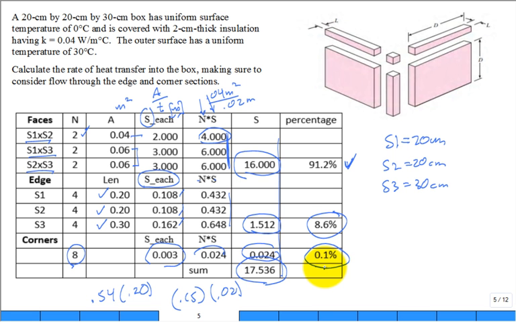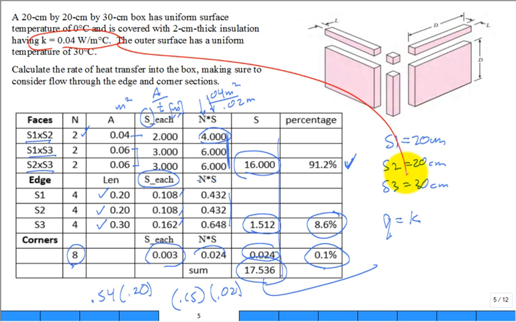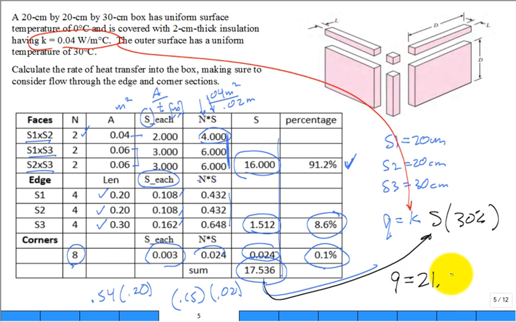Neglect it, right? You could neglect it. So what you do with this 17.5 is you put it in the equation. I want to know the rate of heat transfer. We were given the thermal conductivity, so that comes down, times the S we just calculated, times the delta T, which was 30 degrees C, and you get a transfer of around 21 watts. It's not intellectually that challenging, but it's a challenge bookkeeping, right?